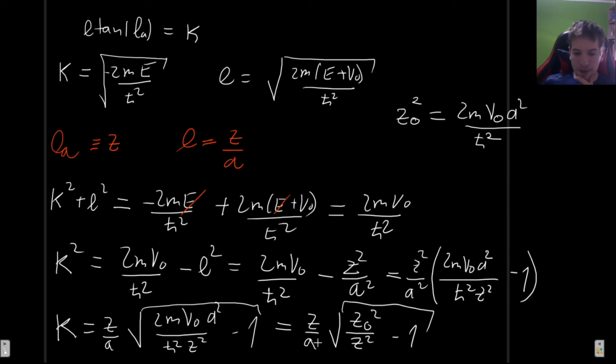So now this is going to be a lot easier to graph. Remember, this is just going to be the right hand side of this, so we are going to want to graph this and what we have here. So now that we know how k and L relate to z, let's plug everything into this equation right here. So we had L times tangent of La, this is equal to k.